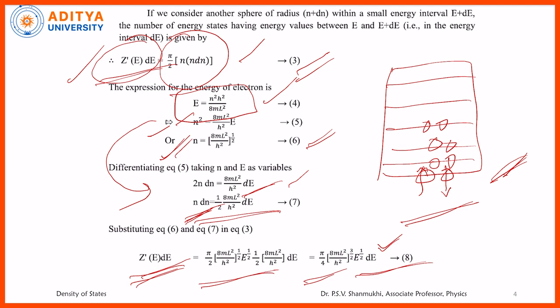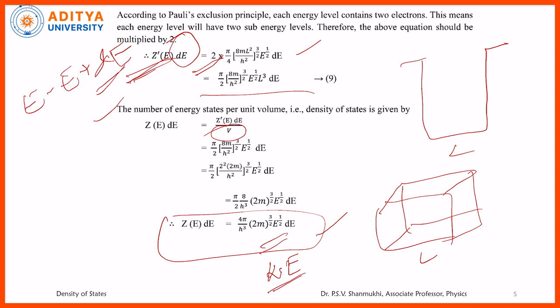Then how many energy states are there? One level is equivalent to 2 states. As per the Pauli's principle, each energy level is filled by clockwise and anti-clockwise spinning electrons. That's why the number of available energy states is given by 2 into that available energy levels, therefore multiplied with 2 here. Afterwards, we get this expression number 9.